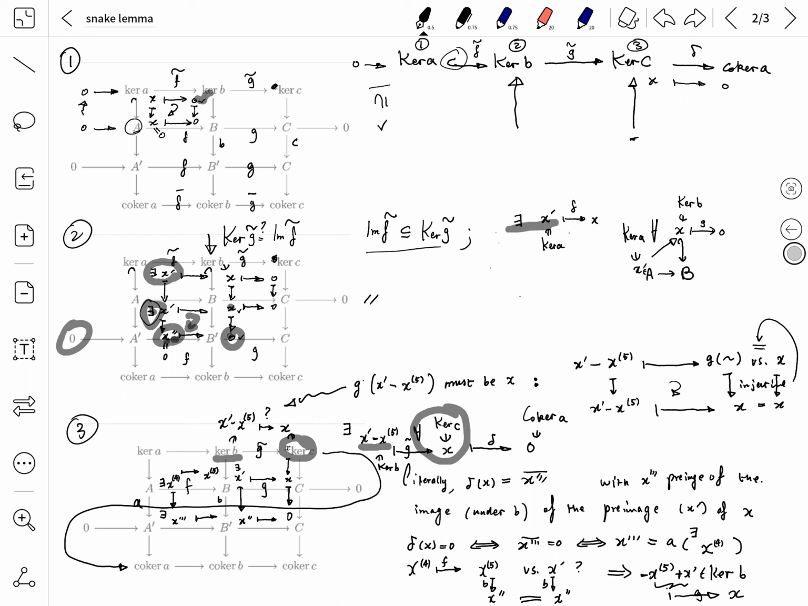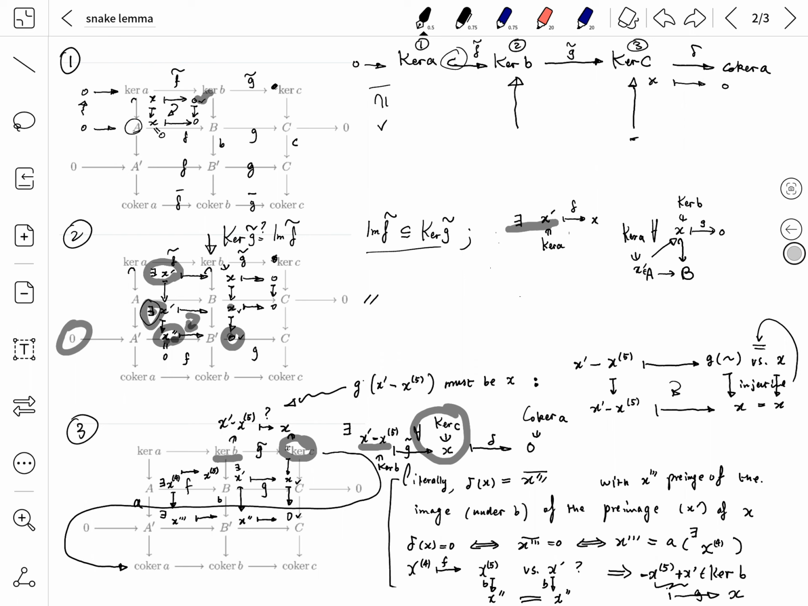So let's do that. Still, let's start with x. By definition, it is in kernel C. It is mapped vertically to x, and then it's mapped to 0. Basically you have to use the condition that delta x is 0. So delta x is 0 implies what? By our construction of delta x. So firstly, recall what delta x is. Delta x is what I've written here.